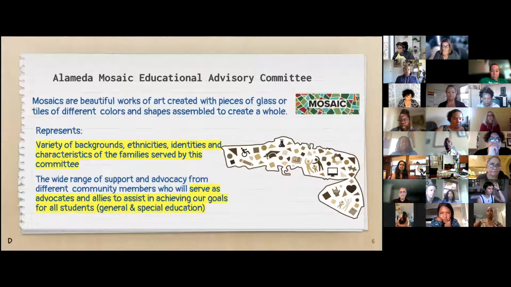So why mosaic? Mosaics are beautiful works of art created with pieces of glass or tiles in different colors and shapes, assembled to create a whole, just like each of us. We all are very different. We all are different shades and tones. And so we wanted to find items that represented ourselves and that our children can find representation in themselves.